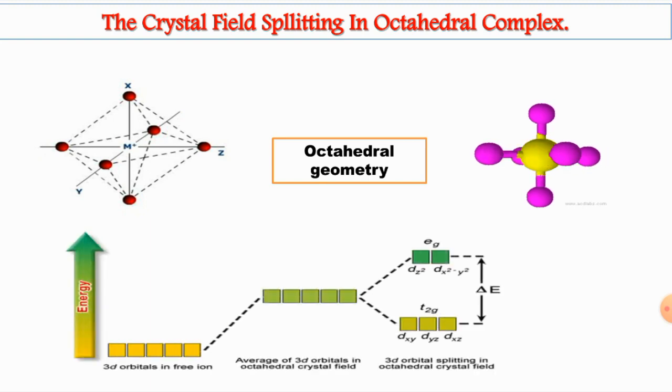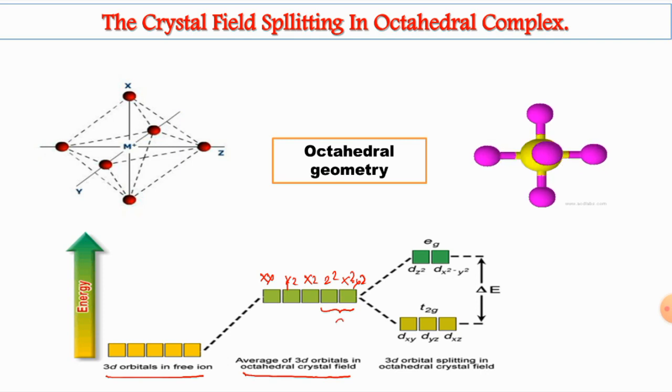Now, this is what the 3d orbitals look like for a free metal ion before the application of the ligand. Whenever the ligands interact with the metal ion, the metal d orbitals raise their energy. Let's say these are the orbitals xy, yz, xz, z square and x square minus y square. Out of these, these two orbitals are called axial, because their lobes are present on the axis, while these are called non-axial.